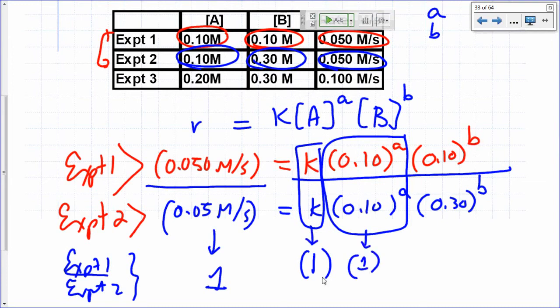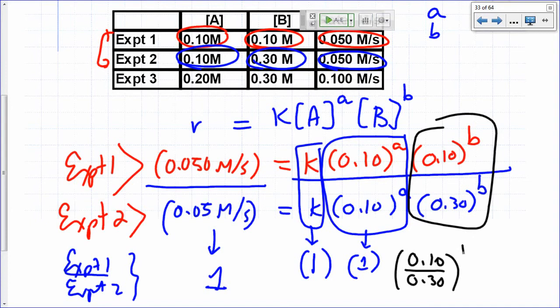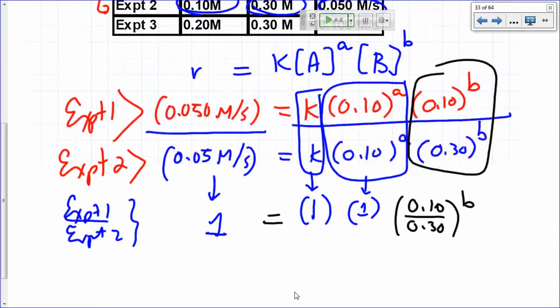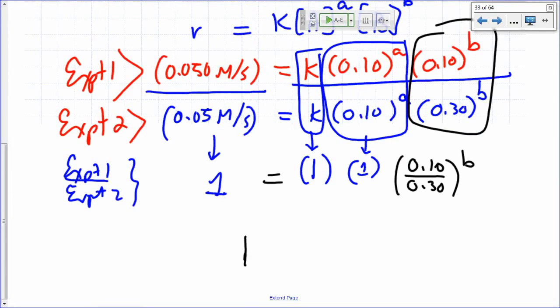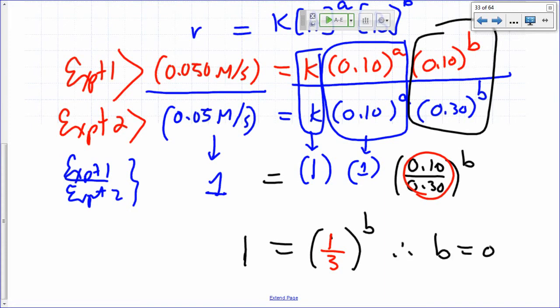And what do I have here? What is this one? That is 0.10 over 0.30 raised to the power b. Okay, so that's equal to 1. So I can say then that 1 is equal to, what's 0.1 over 0.3? That's 1/3, right? 1/3 raised to the power b. So to what power should I raise 1/3 in order to get 1? 0. Okay. Therefore, b is equal to 0.